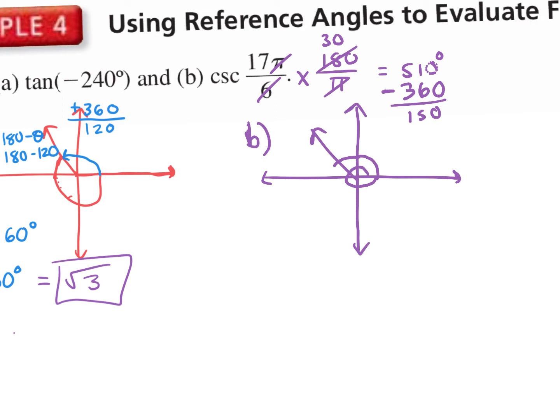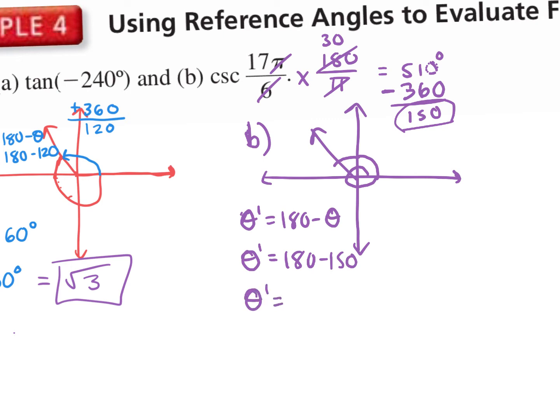When we're in the second quadrant, how do we find our reference angle? 180 minus theta. What's our theta that we're going to use here? 150. Perfect. So 180 minus 150. What's 180 minus 150? 30. So we're looking at 30 degrees here.